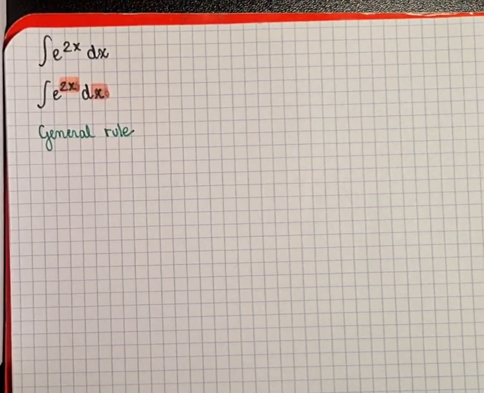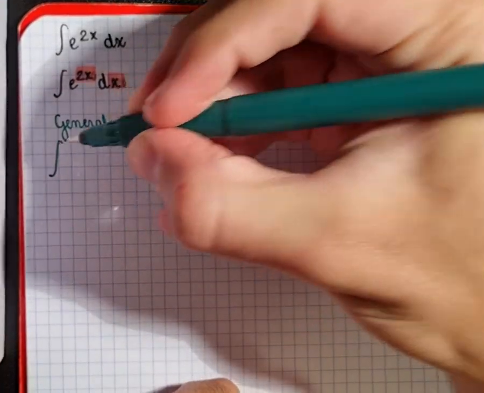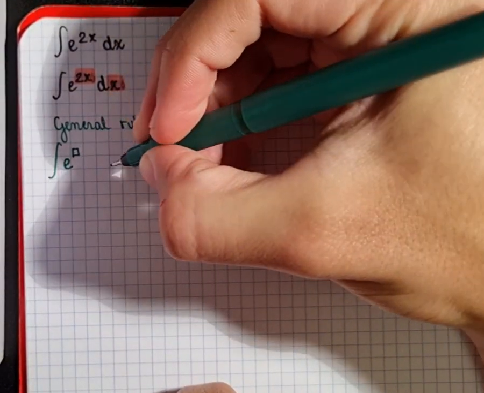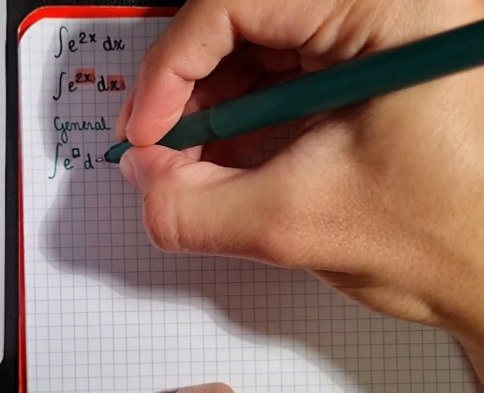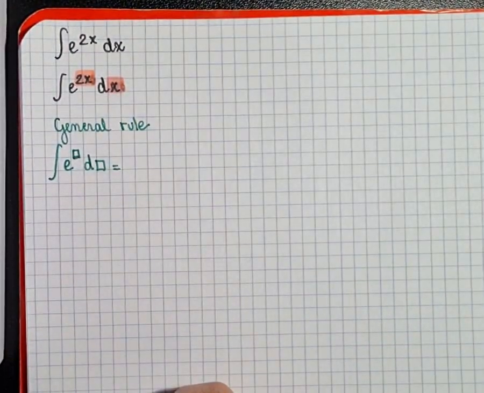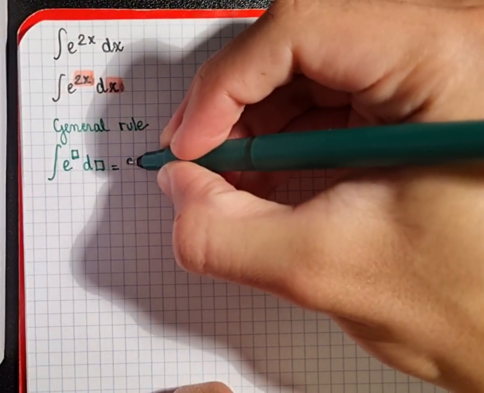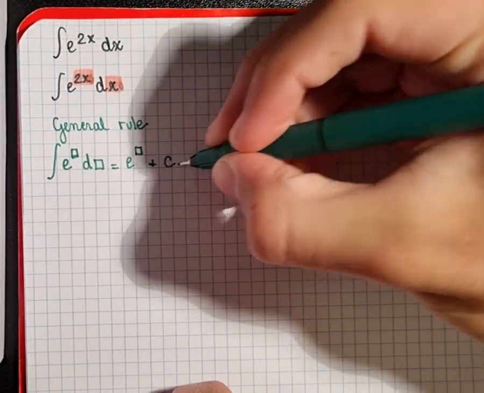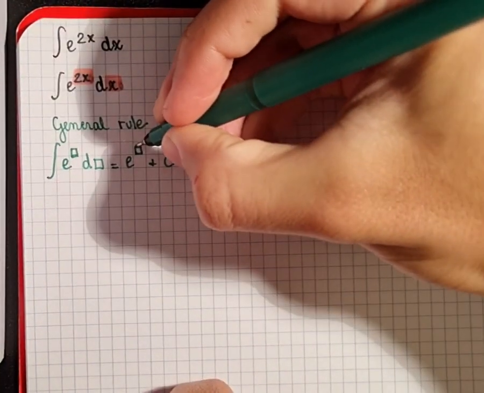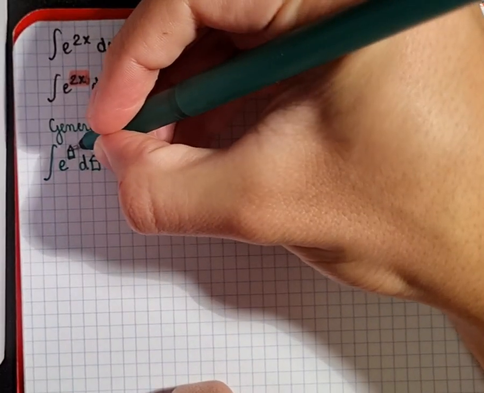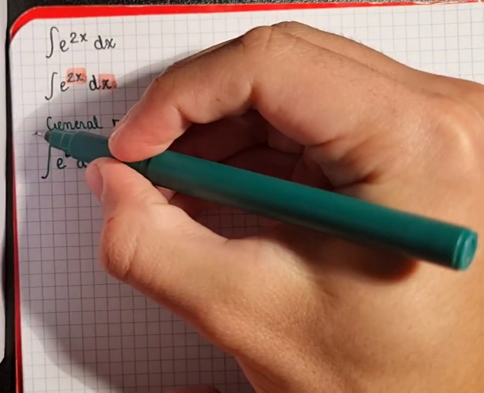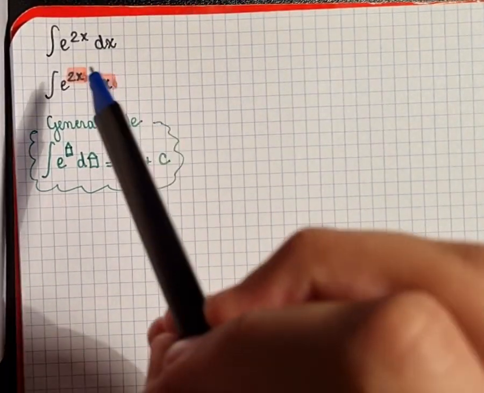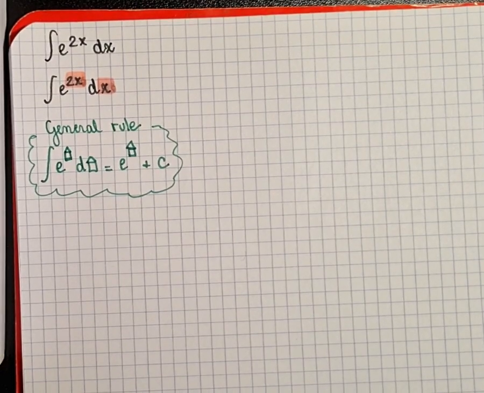It is known for all of us from the world of mathematics and calculus that the integral of e elevated to a certain thing, d of the same thing, can be said as e to the same thing plus, of course, c, our constant. Let's call it a little house, a little tiny house, a little cozy house. That is always true.